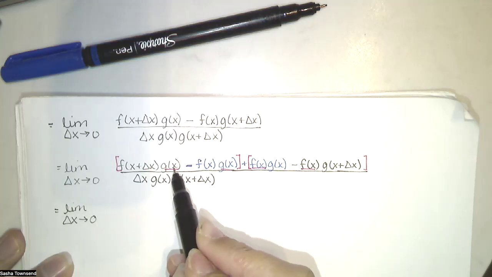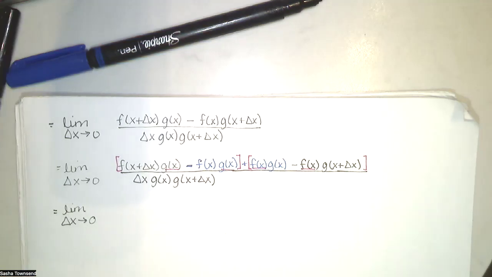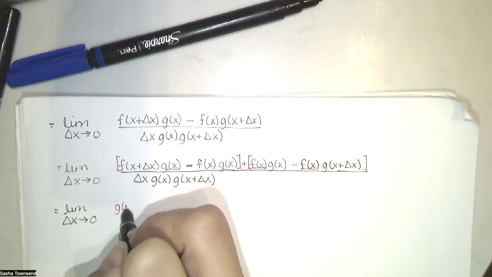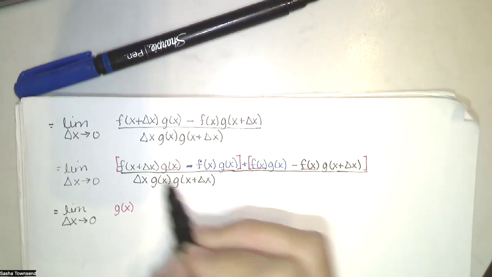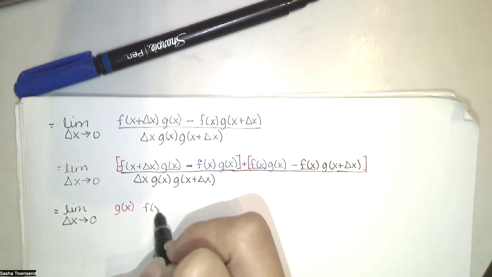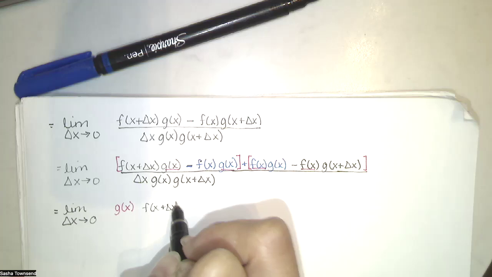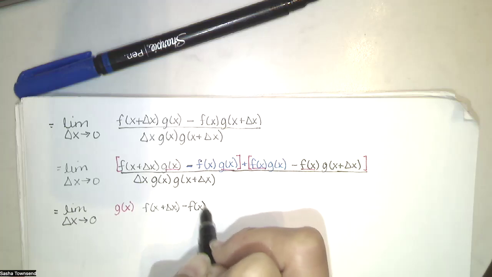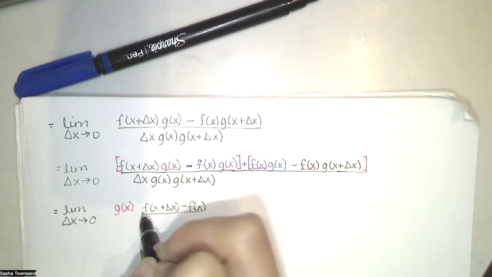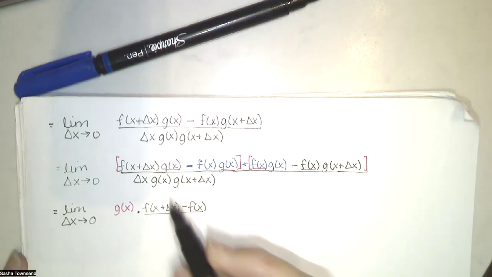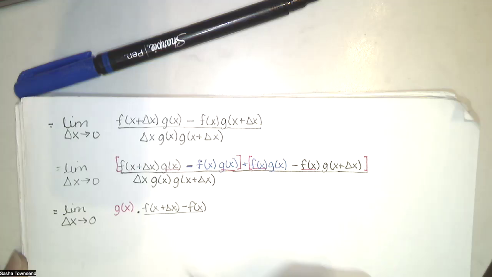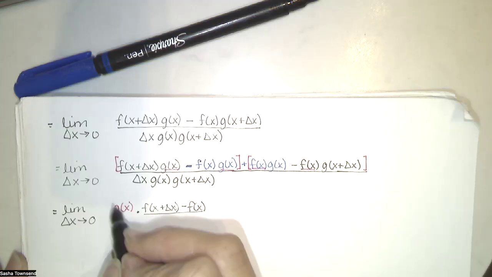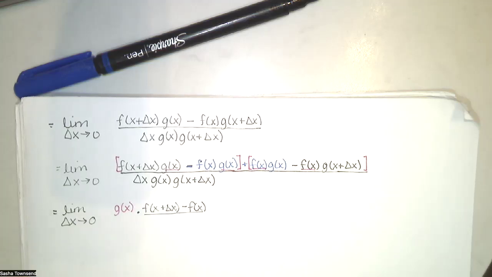So I have a g of x here. And then I've got f of x plus delta x minus f of x there. And I want that all to be divided by delta x times g of x times g of x plus delta x.